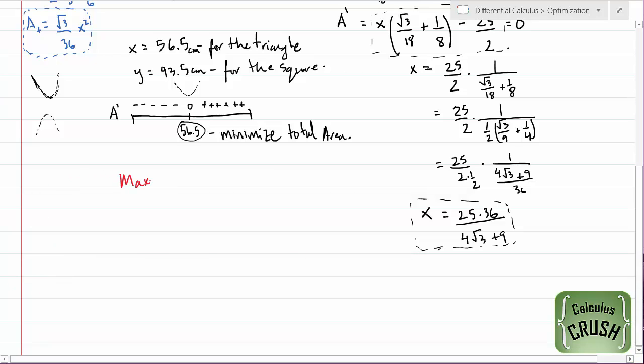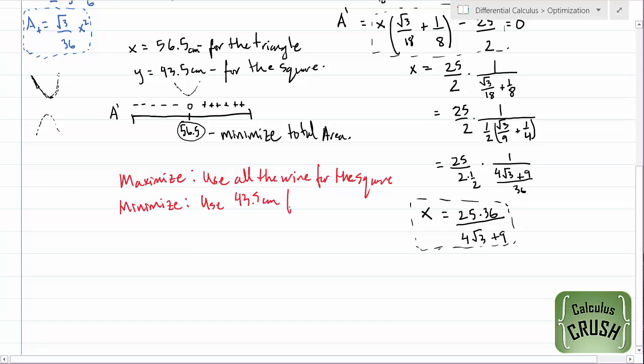So to maximize, use all the wire for the square. And to minimize, now this is kind of interesting. We don't actually want to use all of the wire for the triangle. There is actually a mix, and we determined that. We'll write it in terms of the square, 43.5 centimeters for the square.